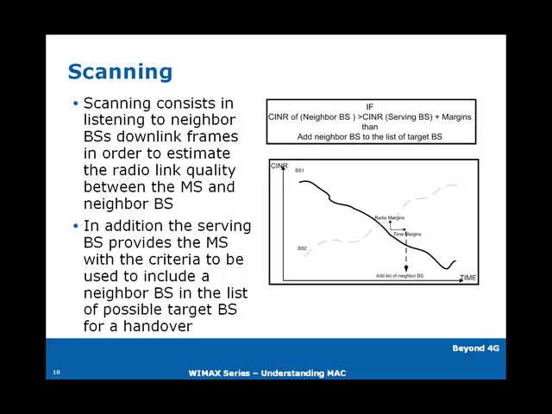So the mobile station follows a simple logic. If the CINR of the neighboring base station is greater than the CINR of the serving base station plus the margin, the hysteresis and protection margins, then add the neighbor base station to the list of target base stations. So whenever a mobile station sees that a neighboring base station's CINR is greater than the CINR of the serving base station in the advertisement messages, it adds the neighbor base station to the list of target base stations for the handover.